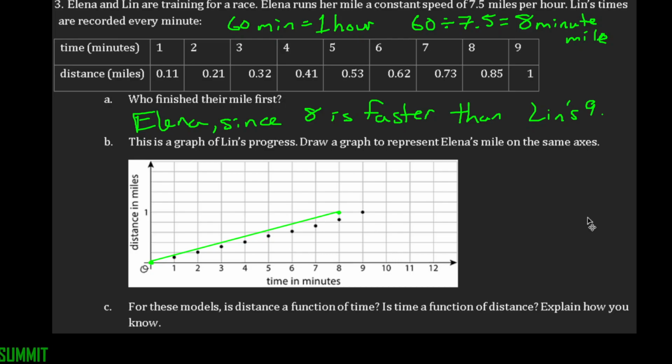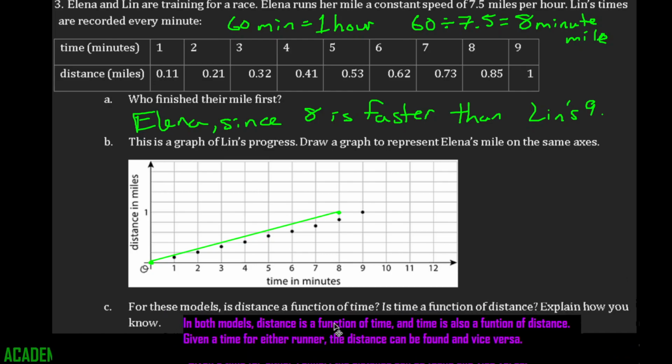Then for part C, it says for these models, is distance a function of time? And then it says, is time a function of distance? And explain how you know. So we're going to say, in both models, distance is a function of time, and time is also a function of distance. And this works out because we can switch them back and forth. So it says, given a time for either runner, the distance can be found, and vice versa. We can say, given a distance for either runner, we can find the time. So be able to switch back and forth. Are these going to work out? We would say yes, because we don't have any repeated x or y values.